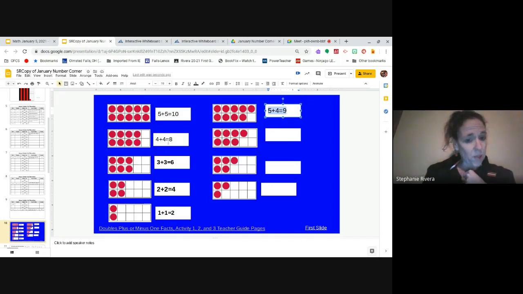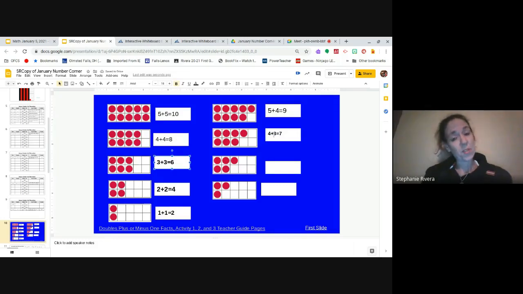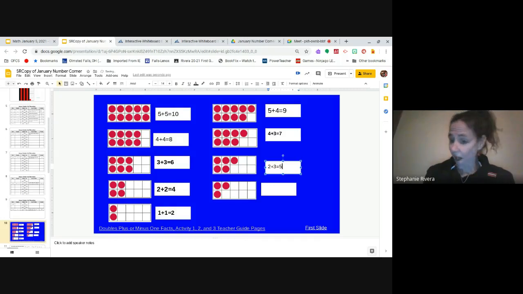If I know 4 plus 4 equals 8, how about 4 plus 3? 4 plus 3 equals, you got it, 7. Now, maybe for you, you'd rather say, 3 plus 3 equals 6. So I know 3 plus 4 equals 7. If I know 2 plus 2 equals 4, then I know 2 plus 3 equals 5.